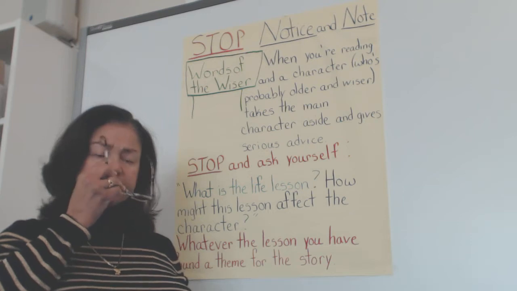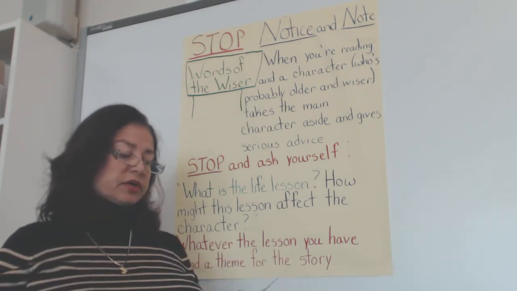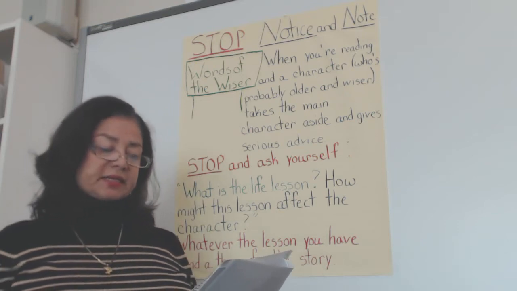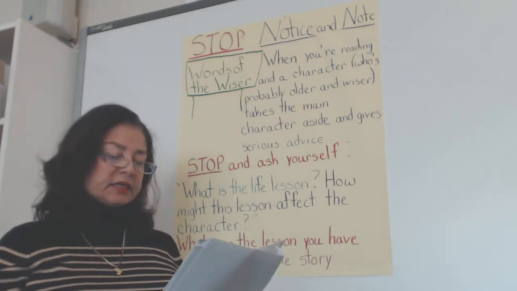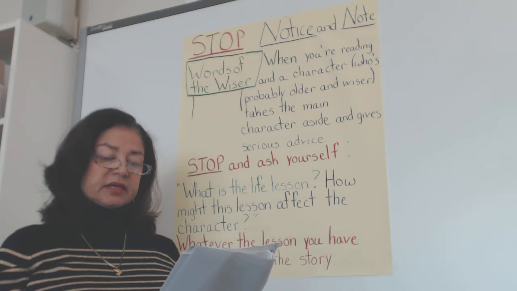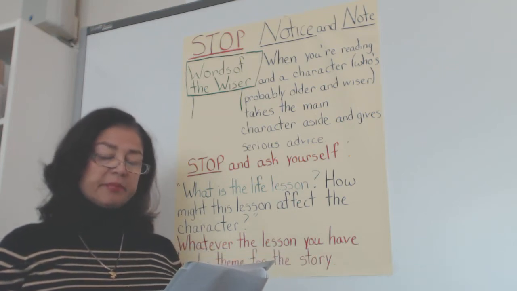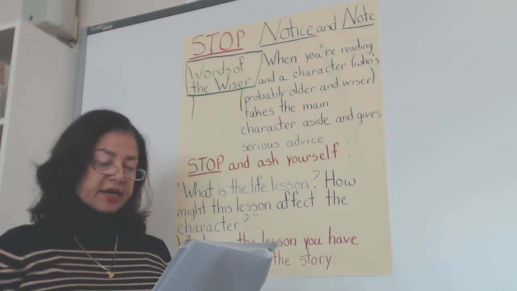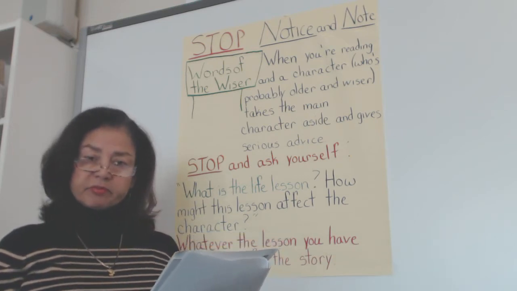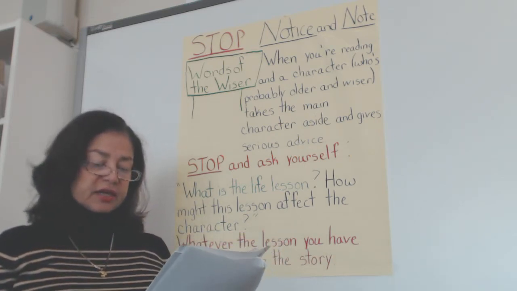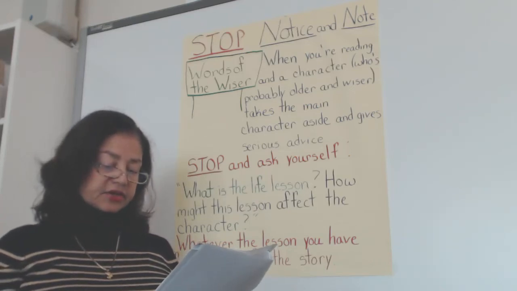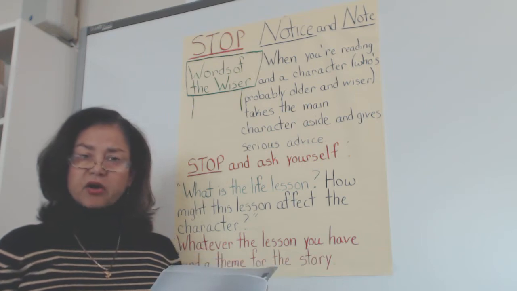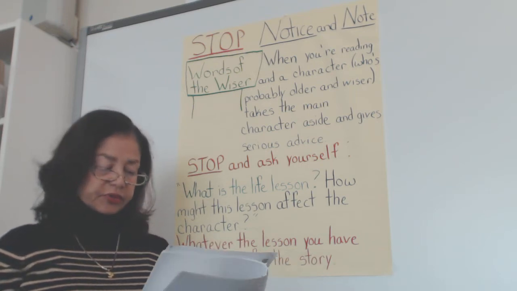At this time, I'd like for you to take out your pages on Words of the Wiser, page 20. And it explains again the definition at the top. And I'd like for you to find that in the first and second paragraphs and go ahead and highlight that. It reminds you of the anchor question, how might this lesson affect the character? And what is the life lesson? And how might it affect you as a reader?